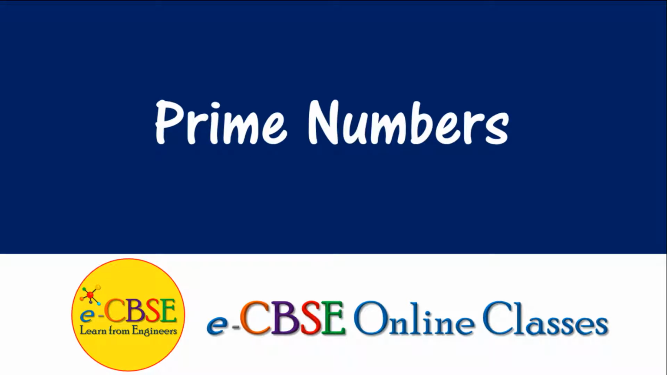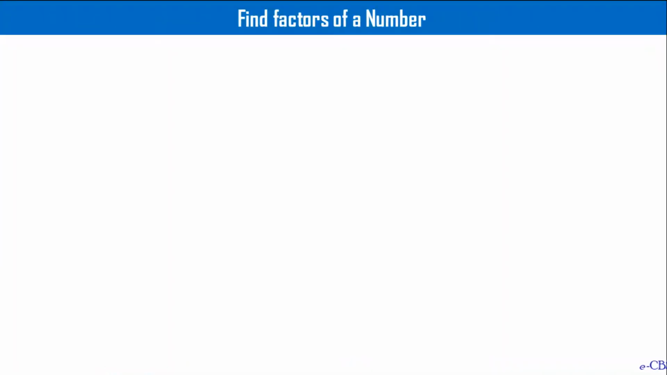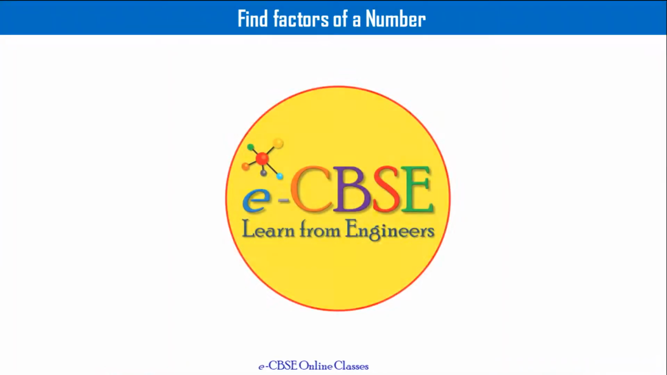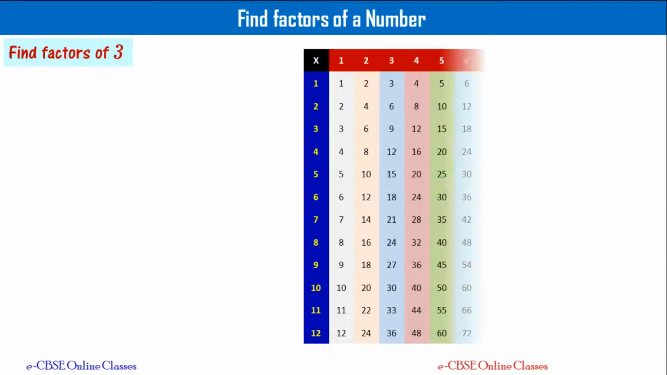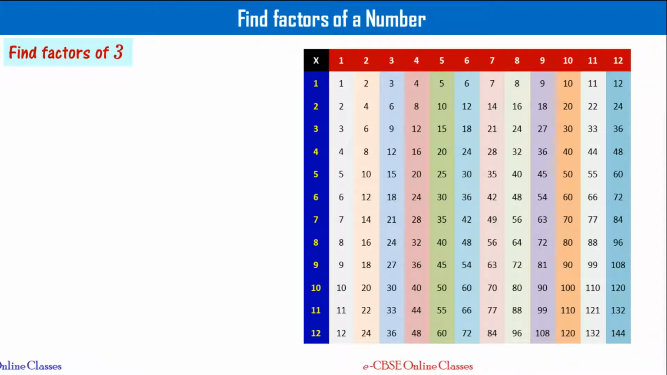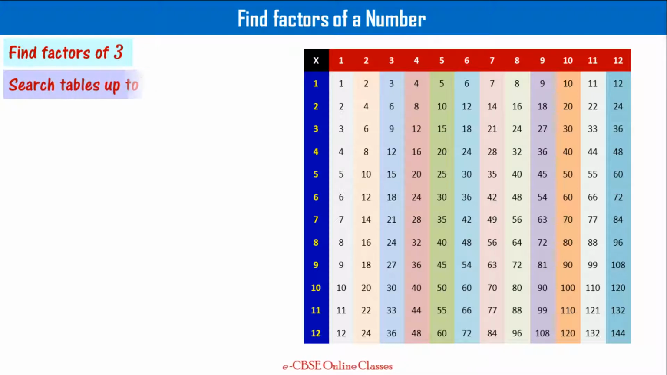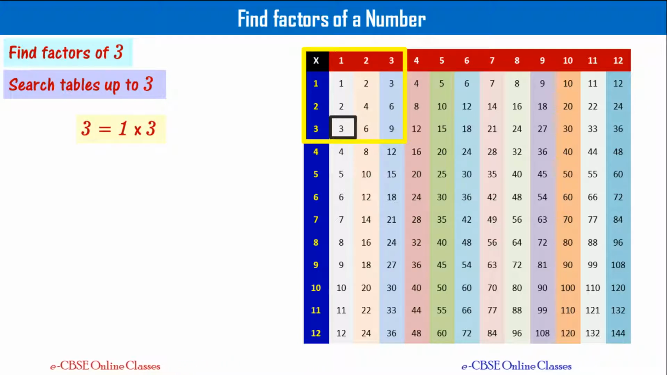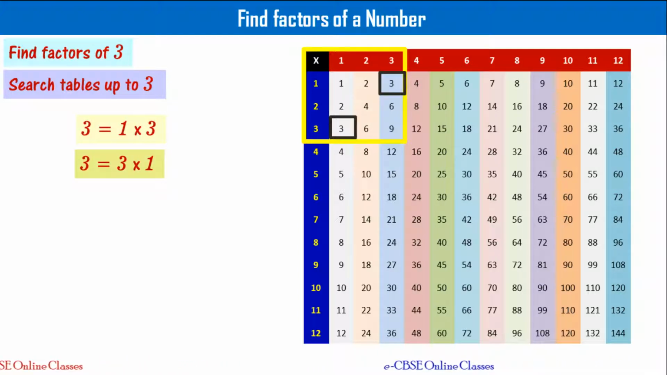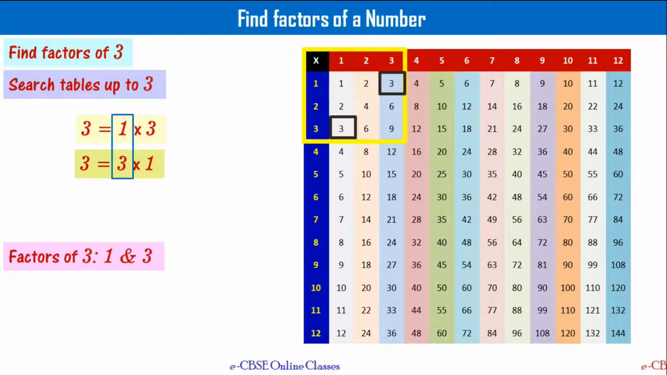Let's learn about prime numbers now. Before doing that, let's find factors of a few numbers so that we can define prime numbers easily. Let's find factors of 3. For that, I am making use of a multiplication tables chart and setting tables up to number 3. As you see here, 3 can be written as 1 times 3 and 3 can also be written as 3 times 1, right? It means that factors of 3 are 1 and 3.